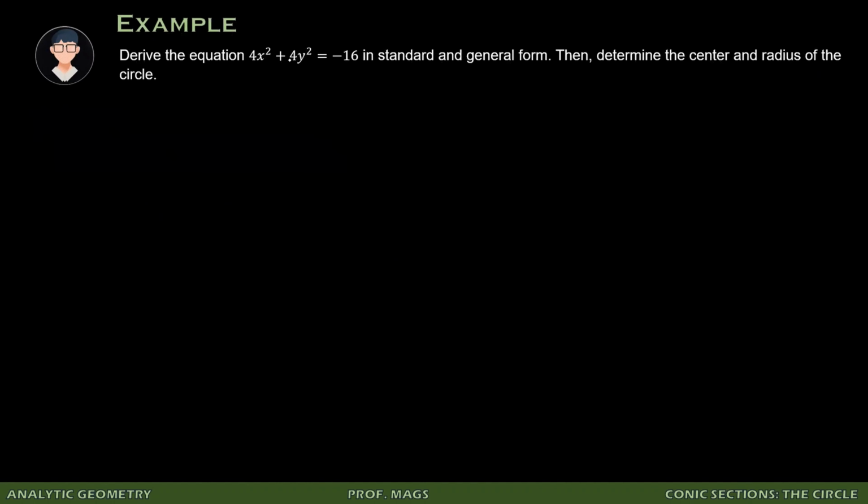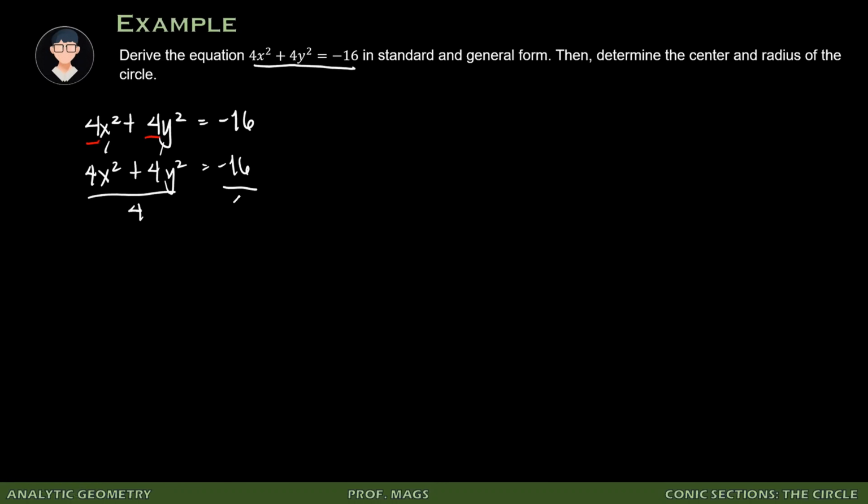Derive the equation for x squared plus 4y squared is equal to -16 in standard and general form. Then determine the center and the radius of the circle. Okay, the first thing that you will do here is to write the given. So, yung given natin is 4x squared plus 4y squared is equal to -16. As you can see here, as per rule of the properties of circles whose center is at the origin, dapat yung kanyang x squared term and y squared term, yung coefficients nila dapat equal sa 1. So, since 4 yan, we have to divide both sides by 4.